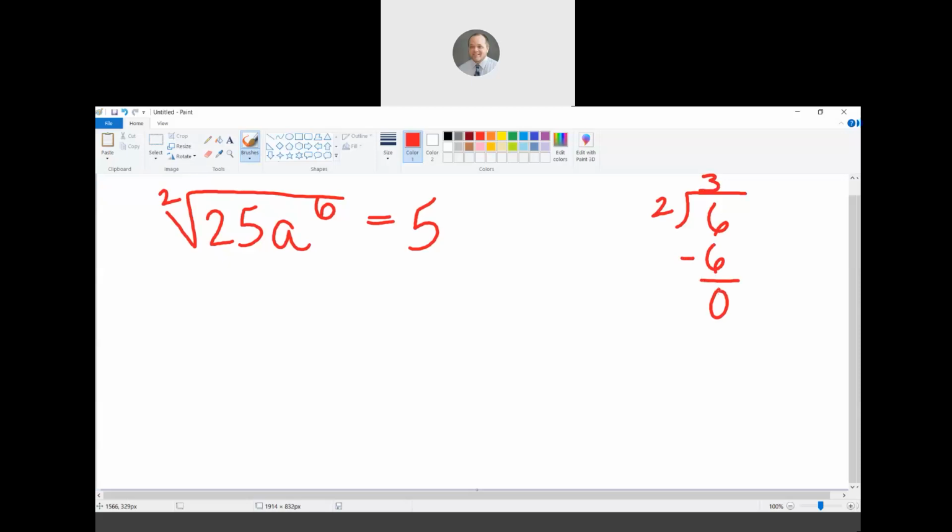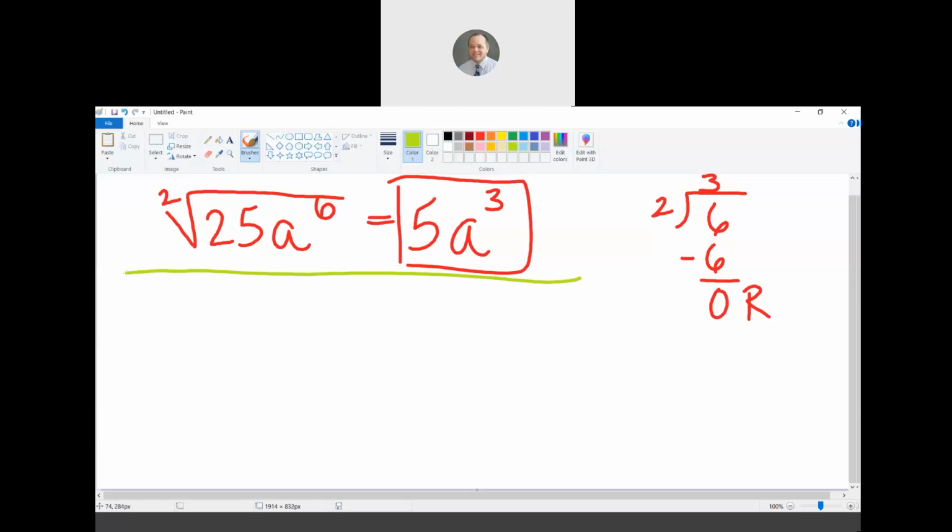Now we know that 3 means an a cubed is going outside the radical. And the 0 remainder indicates there's nothing left under the radical sign. So 5a cubed is it. Let's look at another problem.